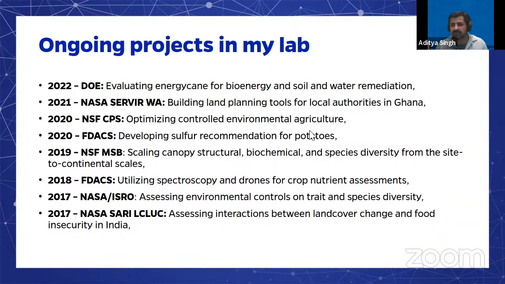We are working in Ghana, where we are building land planning tools for local authorities. We have a National Science Foundation cyber-physical systems grant that looks at automating controlled environmental agriculture, so hydroponics, things like that. But in that particular project, we are taking wastewater, feeding it to the plants so that they can grow well, and you clean up the water and you grow crops out of it. So it's a closed loop sort of a system. FDACS is the Florida Department of Ag and Consumer Services. We are doing some trials with potatoes and looking at how we can use sulfur recommendations to mediate NPK availability.